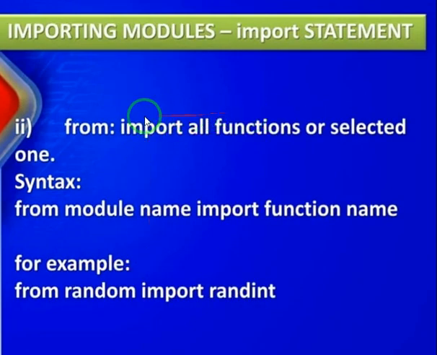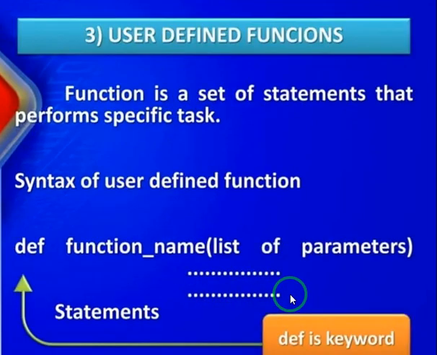Now the from statement can be used to import all the functions or the selected ones. So the syntax for this will be from module name import function name. So for example, from random import random. So this is the module name, this is the function name.